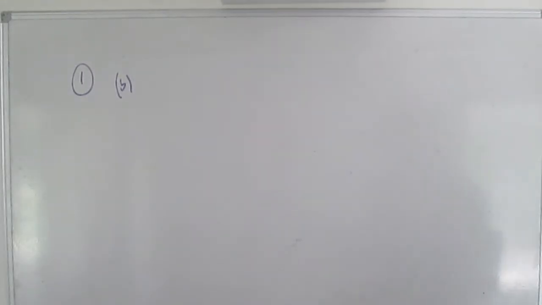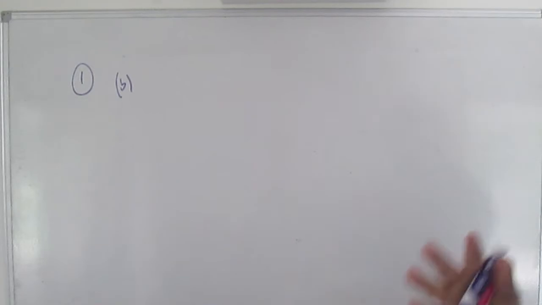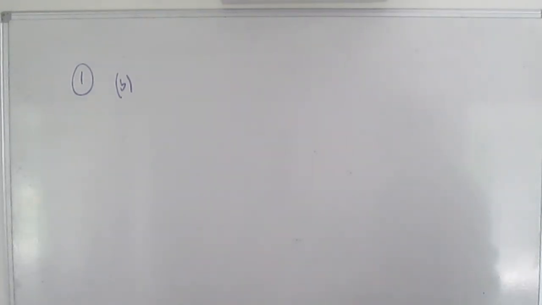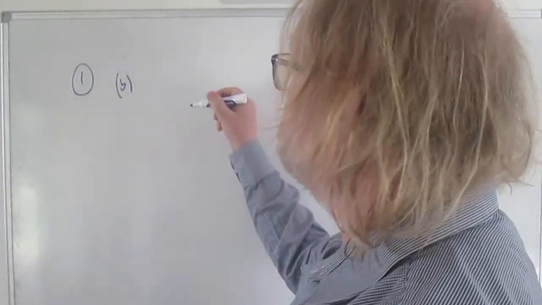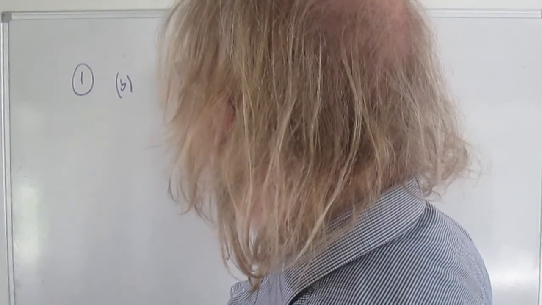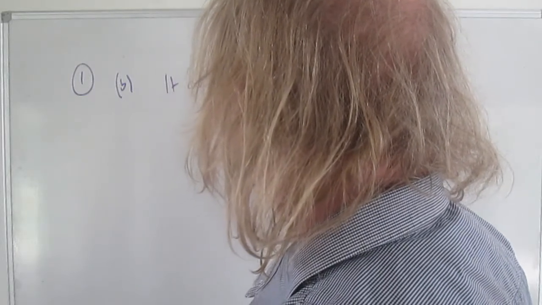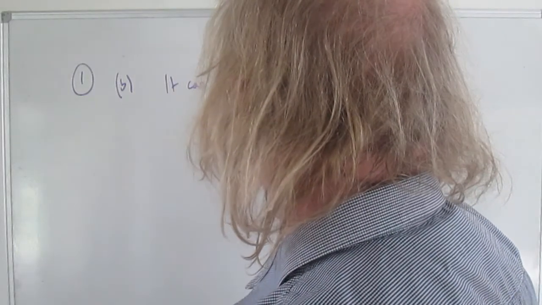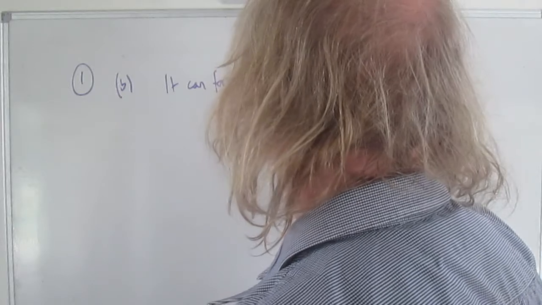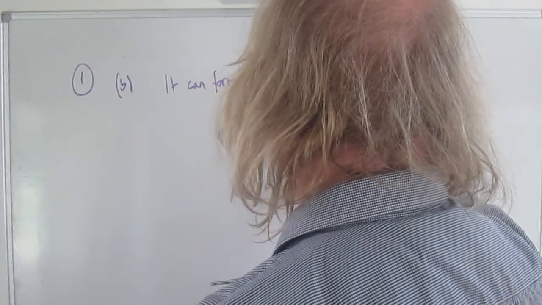So in part B, it asked you to explain with the aid of a diagram why this substance is soluble in water. Generally when it says with the aid of a diagram, it means it wants a diagram, but it wants some words as well. It would just say draw a diagram if that was all it wanted. So you need to do both things. So to put it in words, all you have to say is that it can form hydrogen bonds to water molecules. Okay, that's the reason.